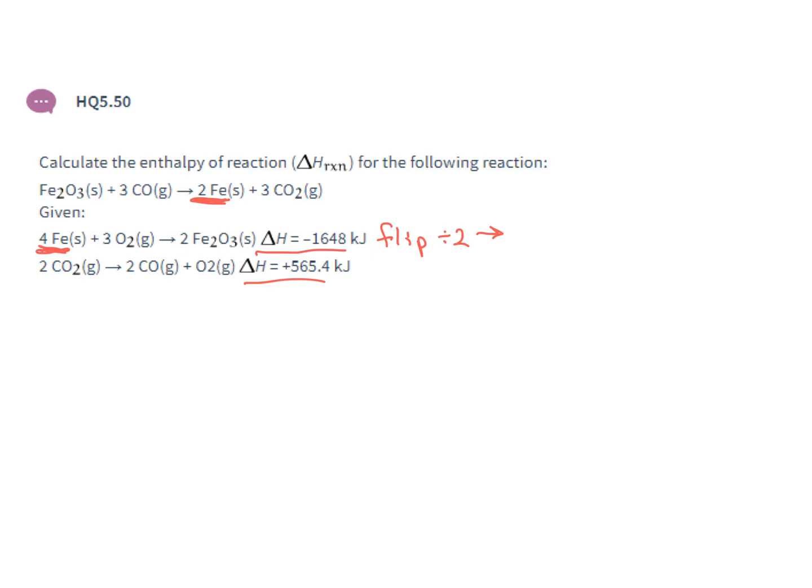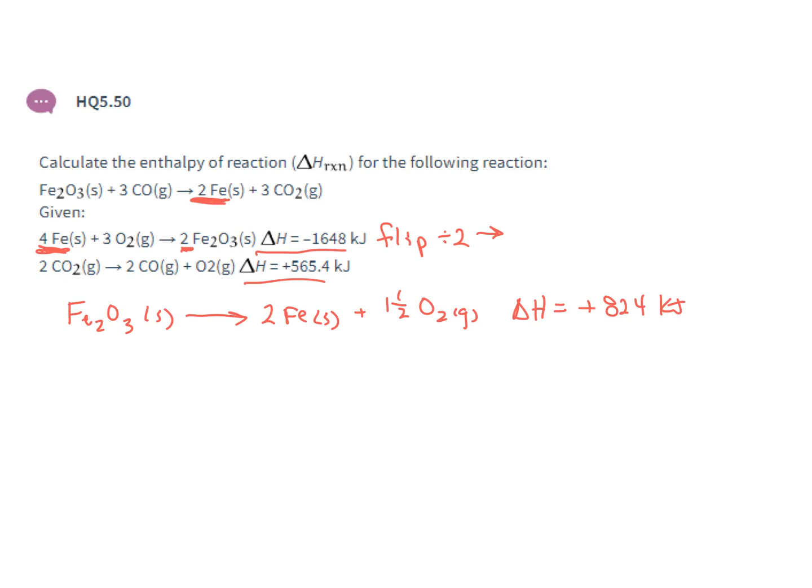So to flip that reaction, I'd be left with iron(III) oxide solid yields 2 iron solid and 1.5 oxygen gas. The new delta H, I need to flip that delta H and divide it by 2. The new delta H would be a positive 824 kilojoules. So I went from 2 iron(III) oxides to 1 because I divided the whole equation by 2. Need to do the same thing for the next reaction.